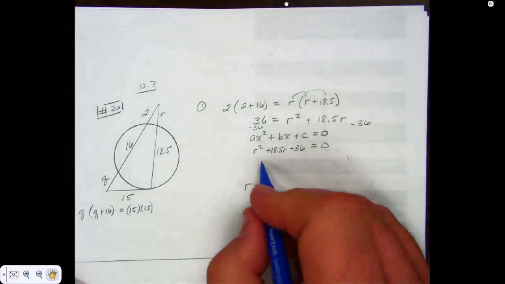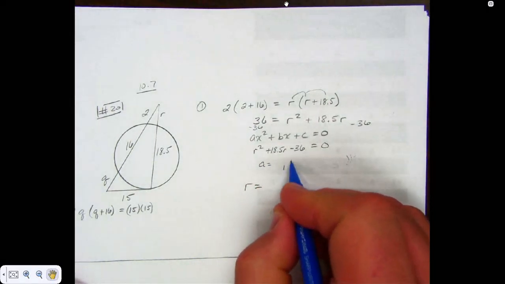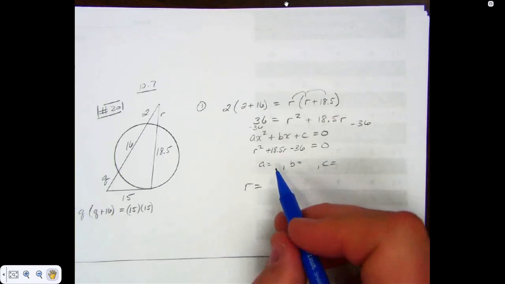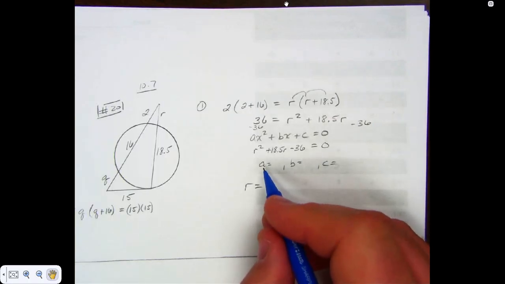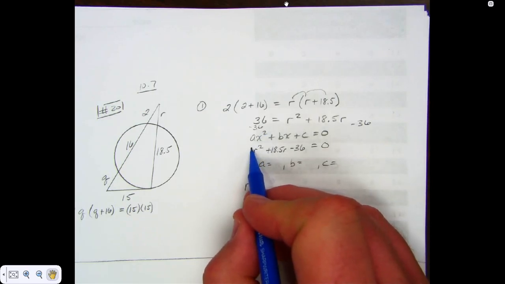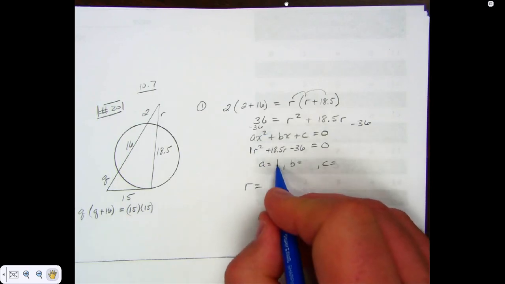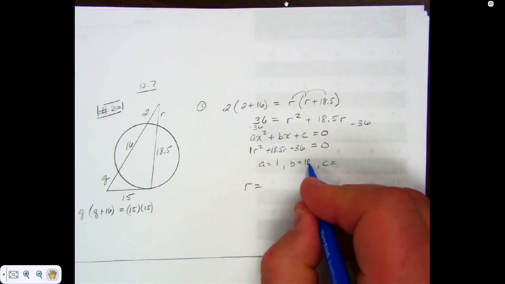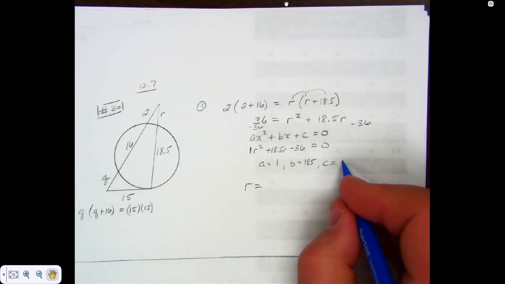Now, I have to know what a is equal to, what b is equal to, and what c is equal to. What is a equal to here? It's the number in front of the what? Squared term. What's in front of this? So a is 1. What is the number in front of the x term? What is the plain number?